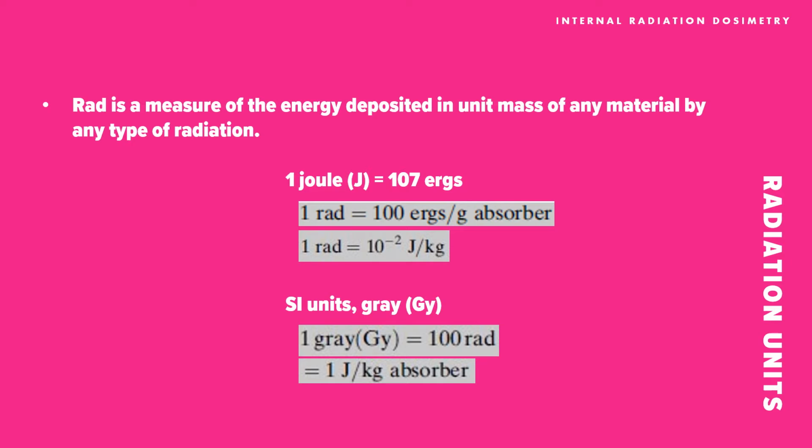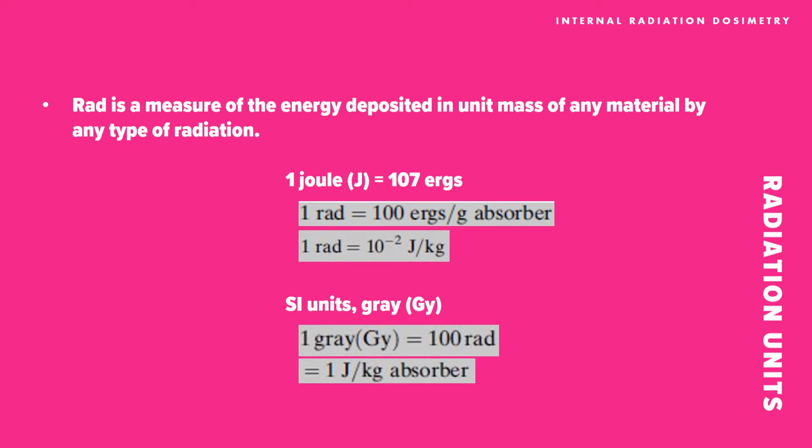Okay, how about rad? As I mentioned earlier, with rad we are talking about the absorbed dose. Basically, we use rad when we want to measure the energy deposited in a unit mass of any material by any type of radiation. Roentgen is specific to X-ray or gamma radiation, but rad can be used for X-ray, gamma, alpha, or even beta.